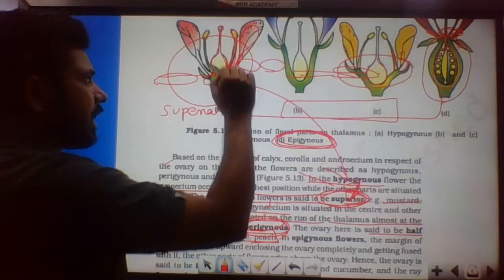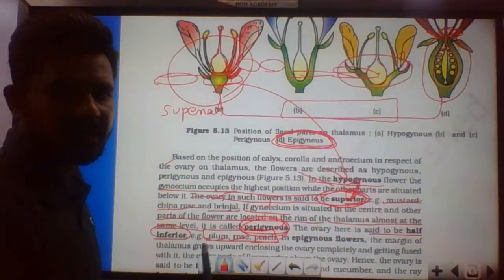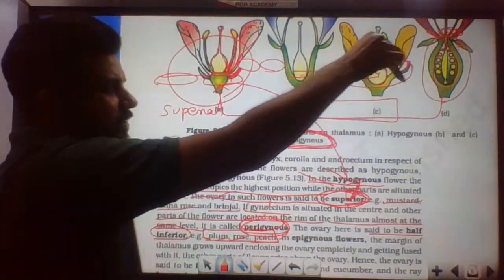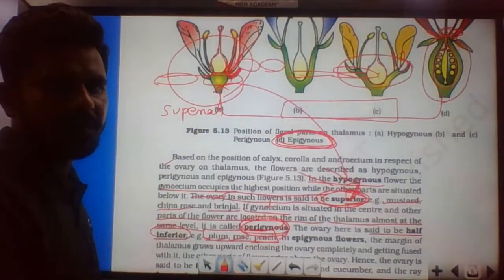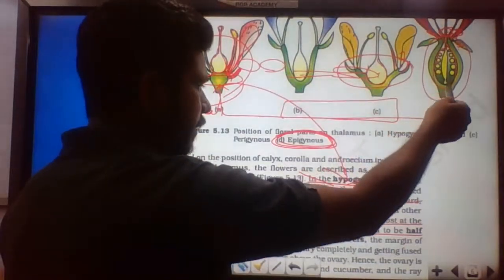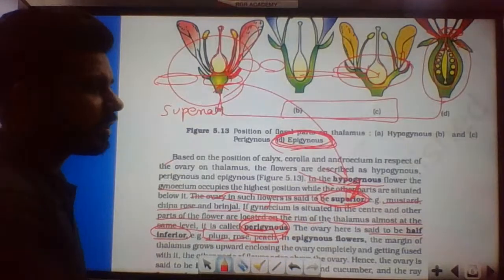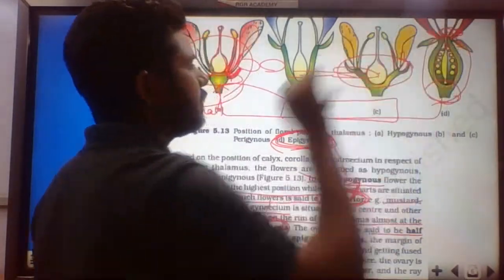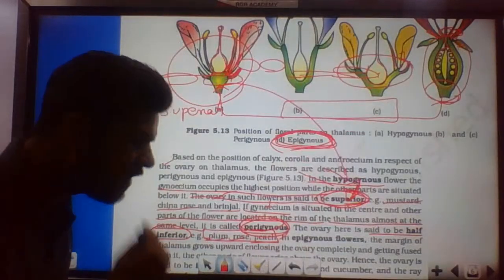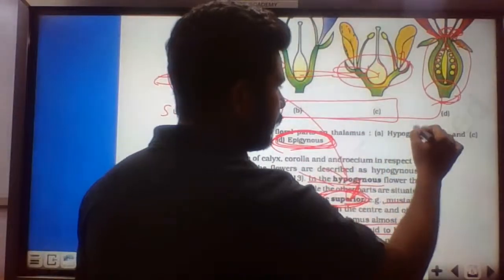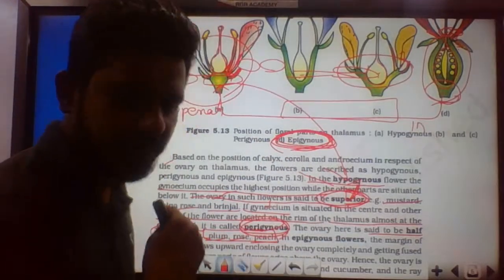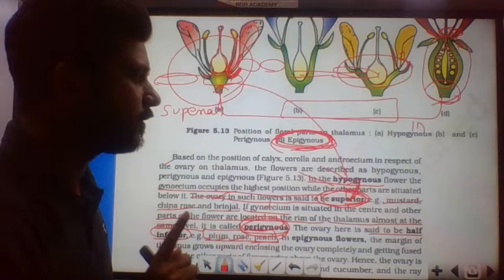In hypogynous flowers the gynoecium is above and the other structures are below. But here, you can see that the gynoecium is just below and the other structures are above the gynoecium. So this is the example of epigynous flowers. This type of flower has an inferior ovary. So the ovary present in an epigynous flower is inferior type. Okay, it is inferior type.